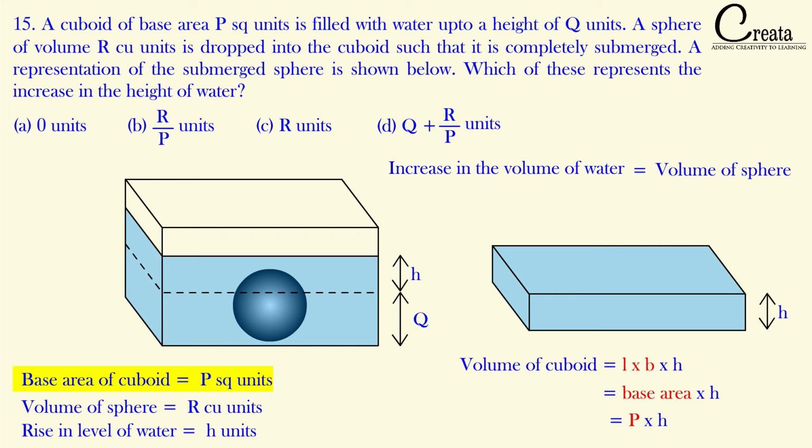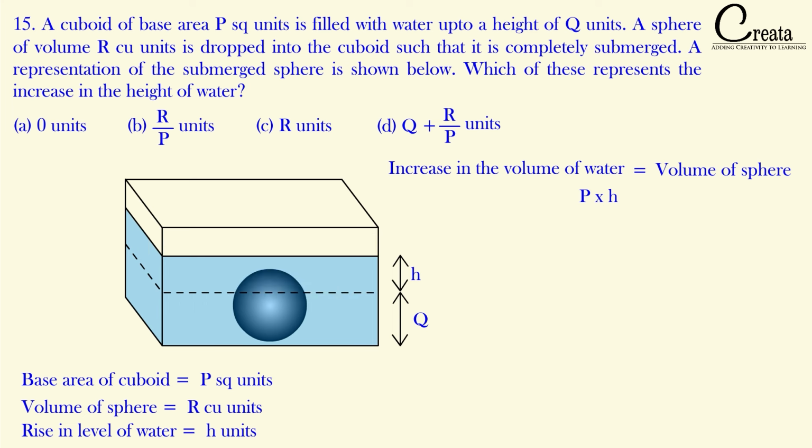So the volume of the cuboid is equal to P into H, and the volume of the cuboid, or increase in the water, is equal to the volume of the sphere, which is given as R. P into H is equal to R, so H will be equal to R upon P. That is the answer of the question. Got it? Option B. So we have done with this question. Let's move to the next question.